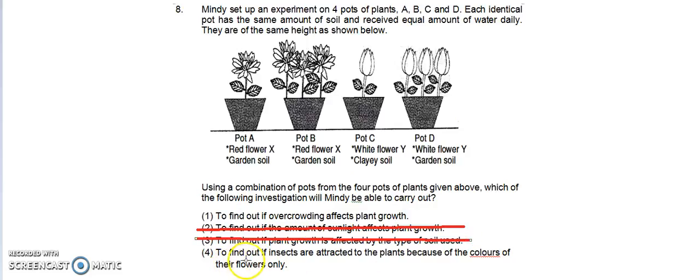Option 4, to find out if insects are attracted to the plants because of the colors of their flowers only. Well, for this one, we would need to compare pot A and pot C, as they have different color flowers. But at the same time, we are unable to do so because the type of soil is different. So option 4 is also not possible. So we are left with option 1, and option 1 is the answer.